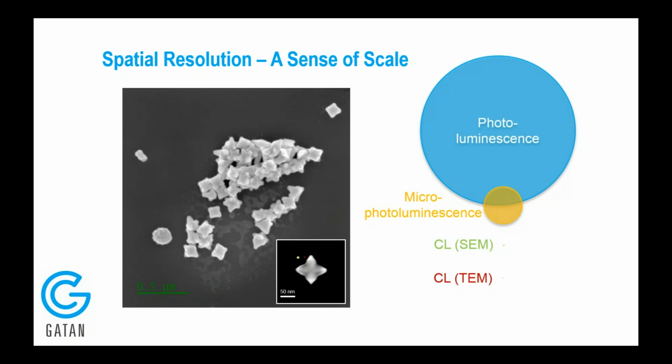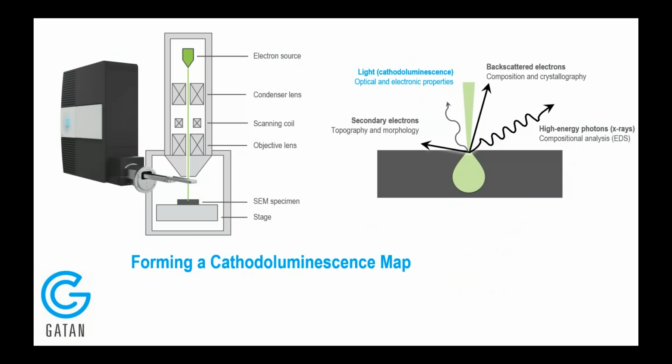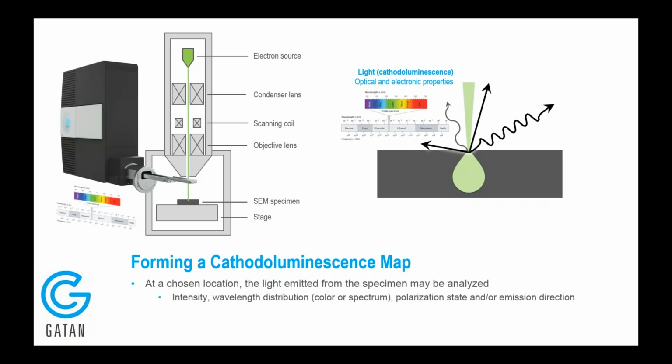So here we have single points that we're exciting the specimen at, but in an electron microscope, a scanning electron microscope, or a scanning transmission electron microscope, we can actually steer the beam around the sample and raster it to create maps. So we focus the electron beam on the sample, it emits light, and we analyze it in some way. We measure its intensity or its wavelength distribution, so a wavelength spectrum or color.